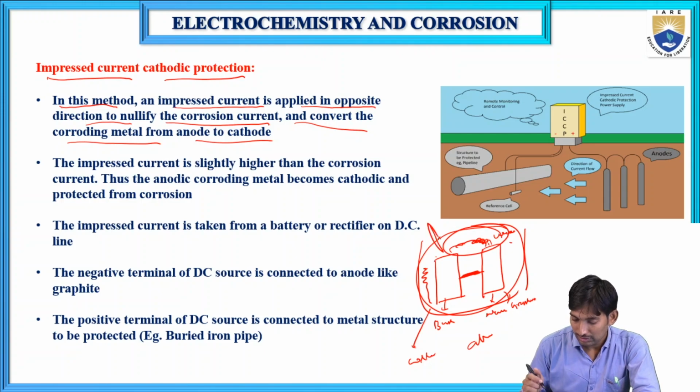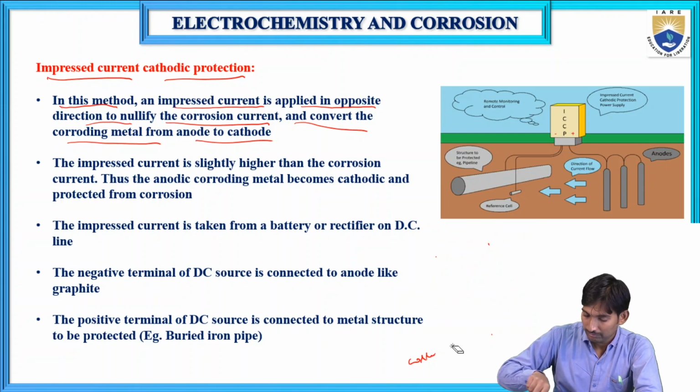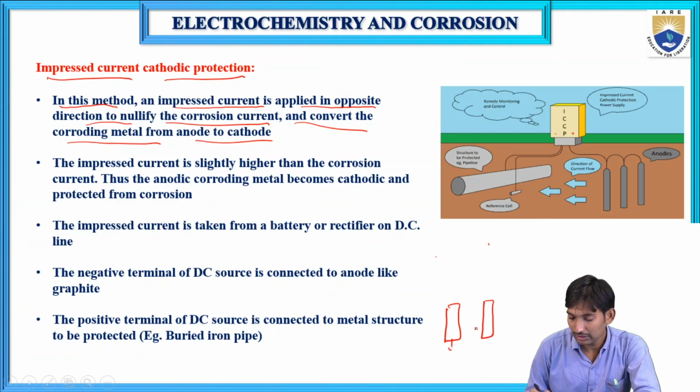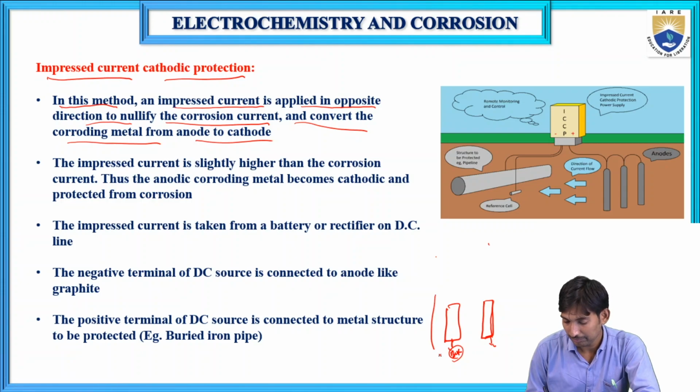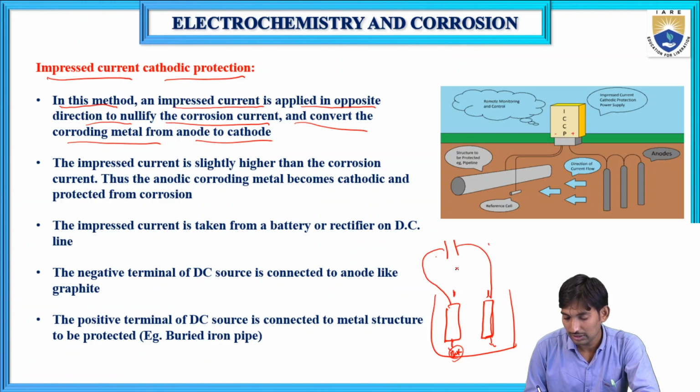So these are two. This is our base metal and this one is graphite or neutral electrode. Our base metal will be protected in this way. We have to supply some external power to these two. The positive terminal is connected to our base metal and the negative terminal is connected to this neutral metal.